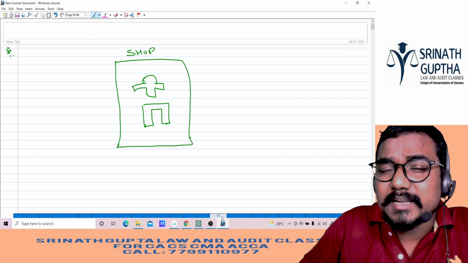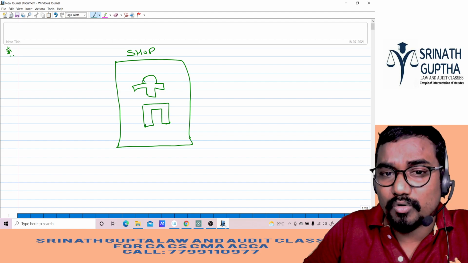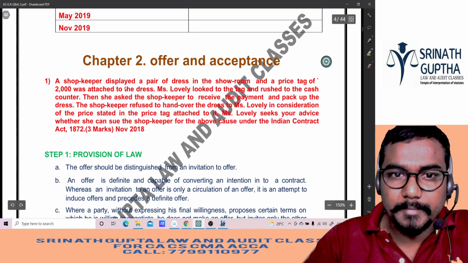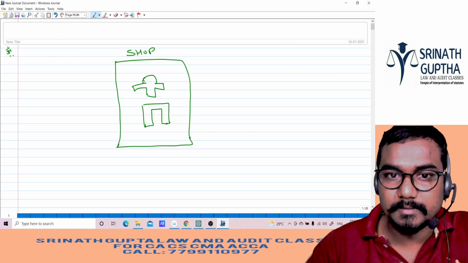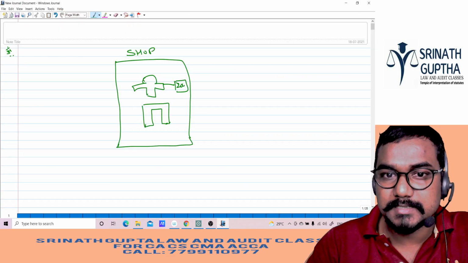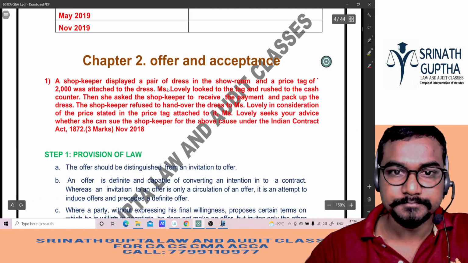Beta, does it mean it is an offer? Answer is no. A shopkeeper displayed a pair of dress in the showroom and price tag is attached to 2000 rupees. Price tag is there, beta, for this. Price is 2000 rupees as a price tag.